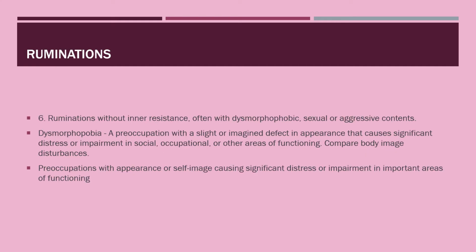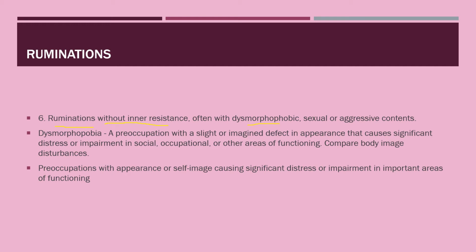Number 6, ruminations. Ruminations are in their mind, they keep on thinking one idea again and again, either about themselves or about somebody else, and there doesn't seem to be any resistance to that. They keep on thinking again and again about these ideas, and there is no resistance.